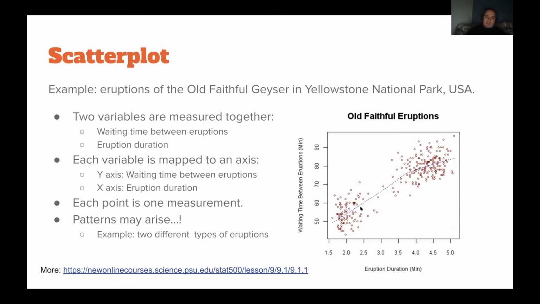Because this is a trend line where you see the average between the two variables. And so again, it's just an average trend. So it's not super complicated machine learning. It's just a rough, let's say, prediction.